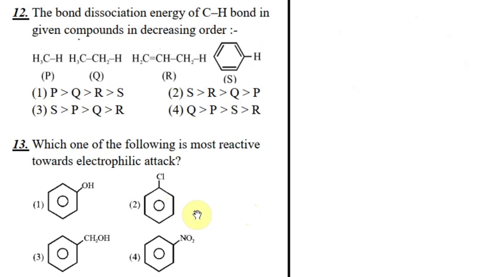Which one of the following is most reactive towards electrophilic attack? Electrophilic means electrophile is going to come. Okay, now this is just similar to before. Electrophilic attack means you have to look at what are the effects of this group. This is plus R minus I. For halogens I told you to look at minus I. This is minus R minus I.